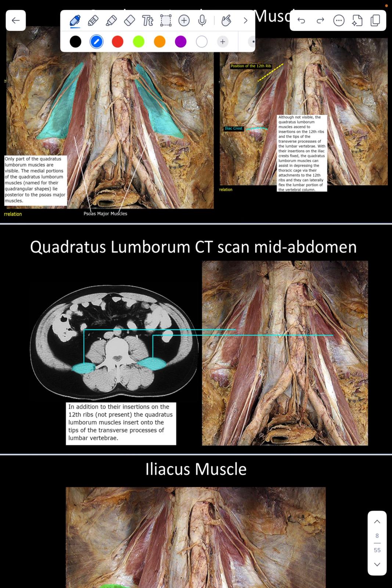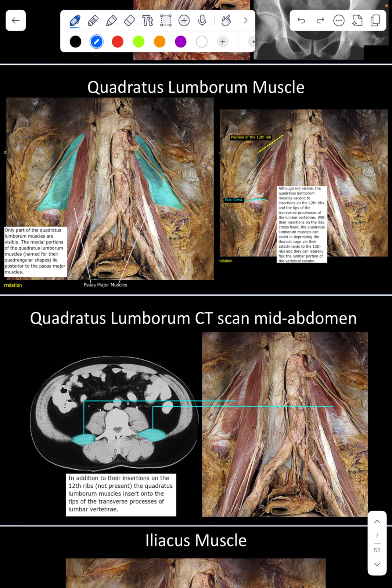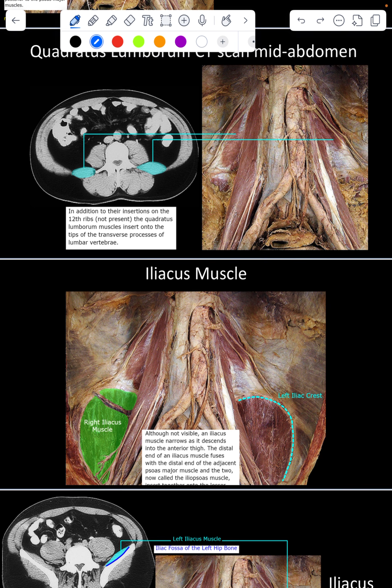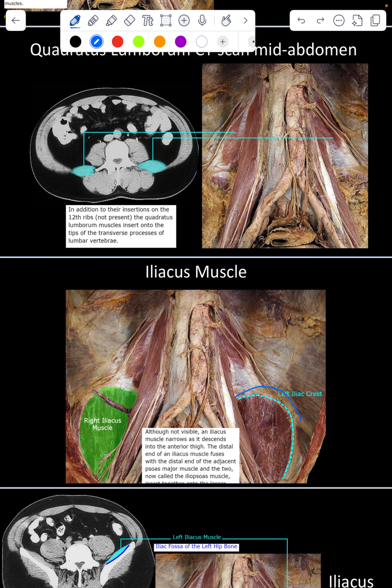Next, the difference between quadratus lumborum CT and iliacus CT. Let's go over the iliacus really quick and then we'll come back to the slide. So this is your pelvis. The top bone, this whole thing, is called the iliac. This divot inside is called the iliac fossa, and the muscle that goes through that whole fossa is called the iliacus muscle. So this right here is the iliacus.